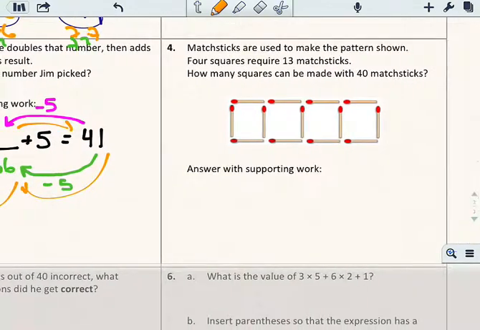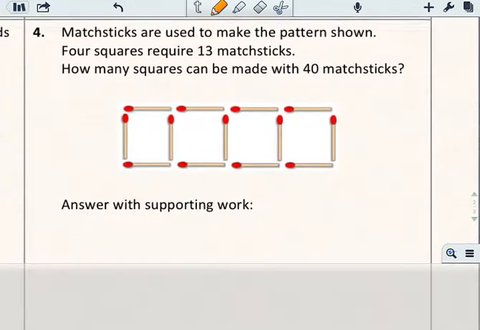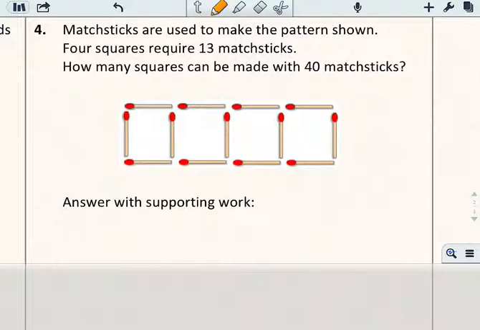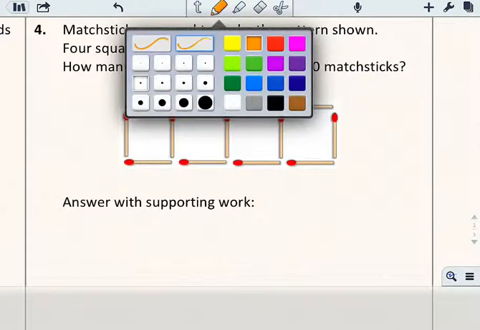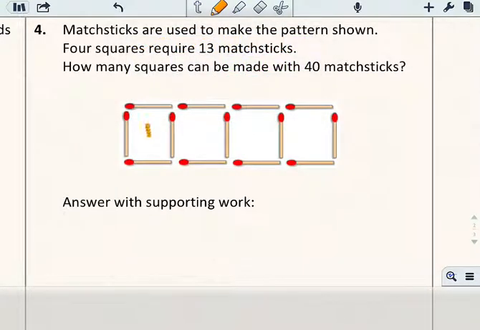Okay, matchsticks are used to make the pattern shown. 4 squares require 13 matchsticks. How many squares can be made with 40 matchsticks? Well, first we have to get a sense of how this is actually working. Sometimes the way we can do this is to simply start establishing a pattern. So if I have 1 square, that's going to take 4 matchsticks.